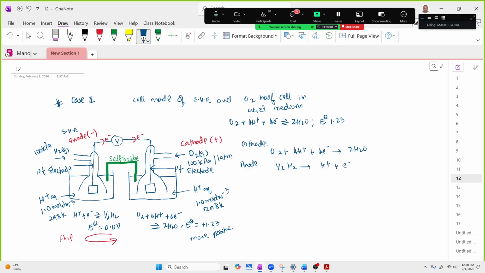Guys, how do I fix this? Please suggest, particularly someone who had a doubt in the previous question. How do I fix this? I need to multiply this equation by 4. You get the idea? So the idea is I want to get rid of all my electrons there. I don't want my electrons there. So all the electrons are gone. Okay, got it?